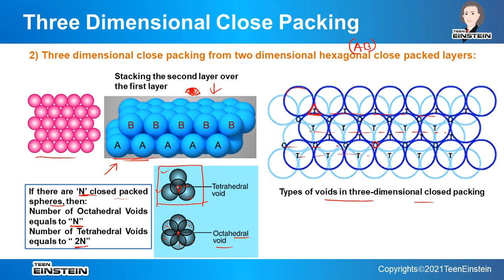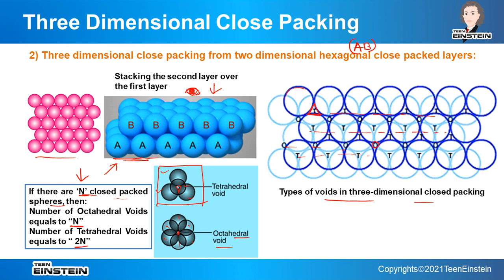So this may be a question: if the value of n is given, what is the number of octahedral voids, and what is the number of tetrahedral voids, okay. And why are we discussing this type of void? Because we have not done the layering till now.